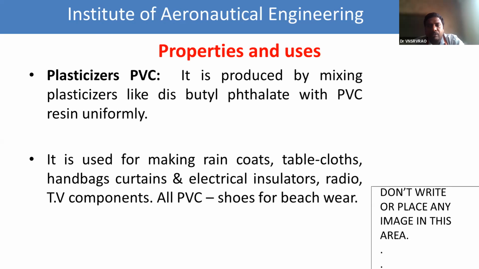And tell me, anybody, what is the difference between unplasticized and plasticized PVC? What is the difference between plasticized PVC and unplasticized PVC? Plasticized PVC is produced by mixing plasticizers such as dibutyl phthalate with PVC resin. Unplasticized PVC is a non-inflammable powder and inert. Okay, basically, in plasticized PVC molding is applicable, whereas in unplasticized PVC molding is not applicable. So that is the main difference between unplasticized PVC and plasticized PVC.